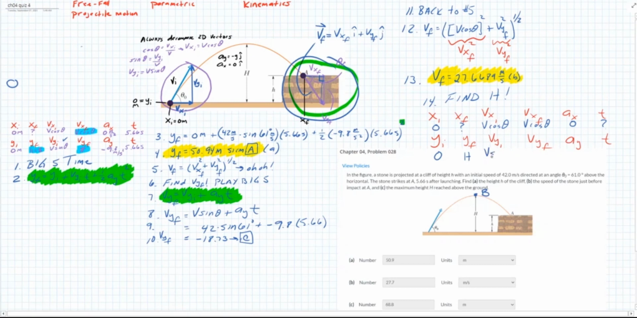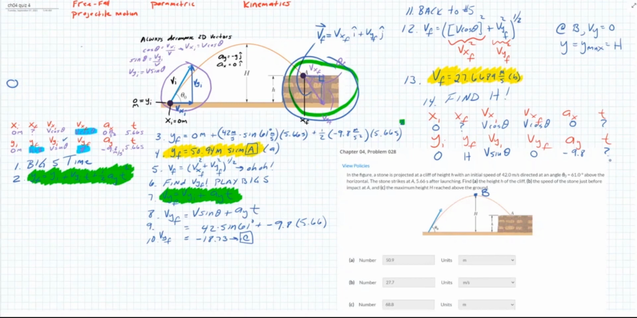Vy initial is V sine theta. Now here's something new and interesting. Vy final is going to be 0 meters per second, because at B, little sidebar here, at point B, Vy equals 0. And then you could also say Y equals Y max equals big H. Good to know. So that's why that's equal to 0. This is negative 9.8, and this is I don't know. All right, so can I get anything here? So there's my data table.